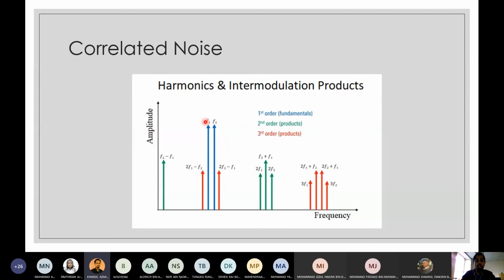So katakanlah you ada dua frekuensi, F1 dengan F2. So these are the potential combinations of frequencies that can exist in the system. Boleh jadi F2 tolak F1, boleh jadi 2F1 tolak F2, 2F2 tolak F1, and so on. So these are also elements that can affect and produce noise in your circuit. Okay, kita tak tengok macam mana cara nak solve benda ni, kita just tahu dia punya teori saja dulu.